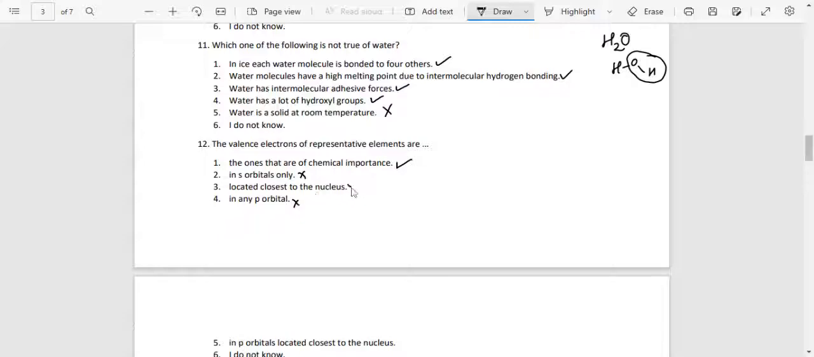Located closest to the nucleus, this is not true. Valence electrons are in the outermost shell. In p orbitals located closest to the nucleus, this is also not true. So the best answer is 1.